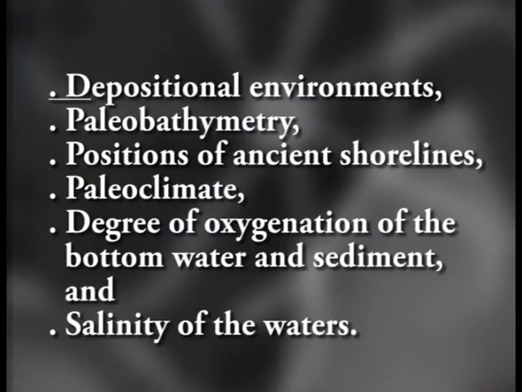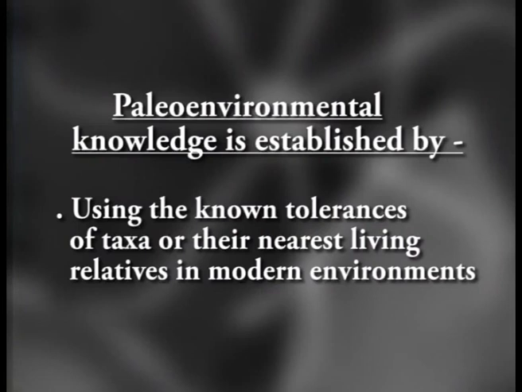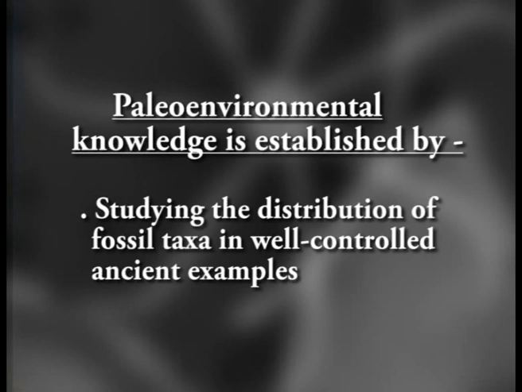The aim of the paleoenvironmental analysis or paleoecology is to reconstruct the biological, chemical and physical nature of the environment at the collection site at the time of deposition based on the rock's paleontological record. Information can be reconstructed for depositional environments, paleobathymetry, position of ancient shorelines, paleoclimate, degree of oxygenation of the bottom water and sediment, and salinity of the waters. Paleoenvironmental knowledge is established by, number 1, using the known tolerances of taxa or their nearest living relatives in modern environments, and number 2, studying the distribution of fossil taxa in well controlled ancient examples. The data are interpreted on the basis of this established paleoenvironmental knowledge.